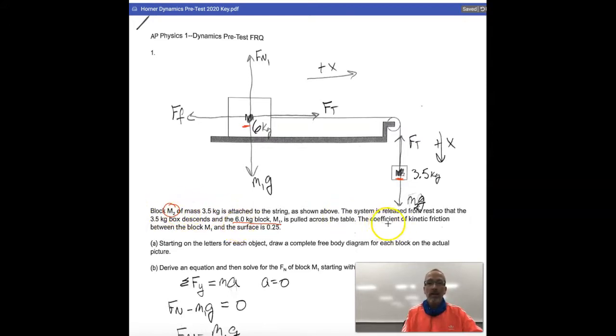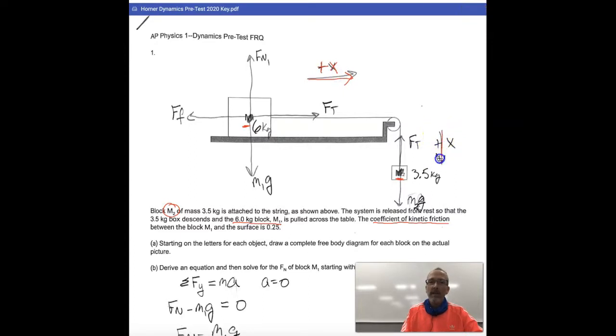It does say that there is friction because it talks about the coefficient of kinetic friction, so we know that there's got to be friction there. They want us to draw a free body diagram for both objects. And the first thing I'm going to do is think about the direction of motion. And when I think about the direction of motion, you're going to notice that right here, I've said that the direction of motion is to the right, and that is positive x.